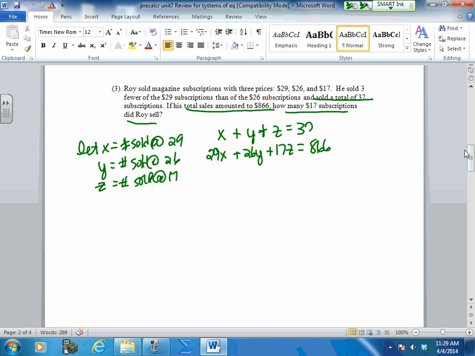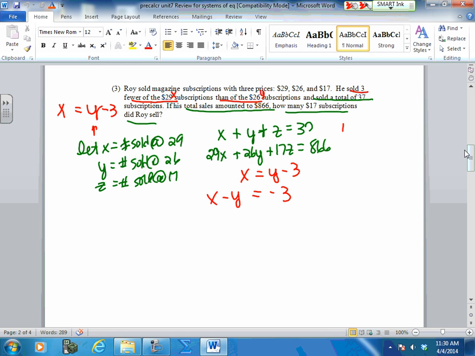And here's your next one. He sold 3 fewer of the 29, which is X, than of the Y. That means if I start like this, and he sold fewer of the X's, I have to do the Y minus 3. Y has to be more. Like if I sold 10 Y's, I sell 7 X's, which is what he's trying to say. So my third equation is X equals Y minus 3. Could you do X plus 3 equals Y? Absolutely. So let's get this in order.